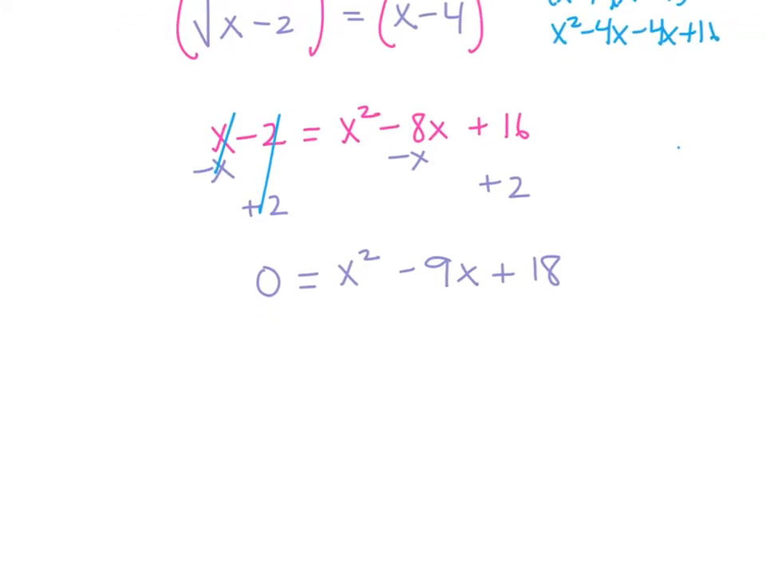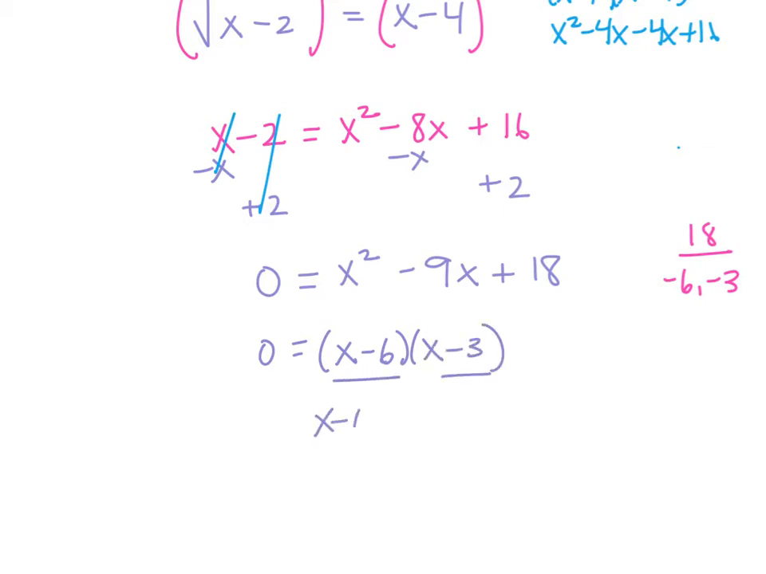Alright, so we have to factor a trinomial, factors of 18 that add up to negative 9, and we come up with a negative 6 and a negative 3. Negative 6 times negative 3 multiplies to 18. Negative 6 plus negative 3 adds up to a negative 9. So we have 0 equals x minus 6 times x minus 3. Set each one equal to 0 to solve. And we get x equals 6 and 3.